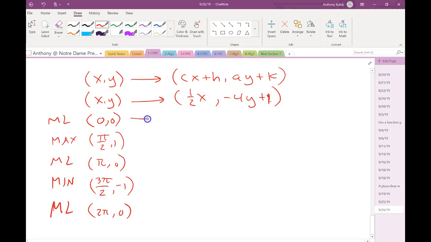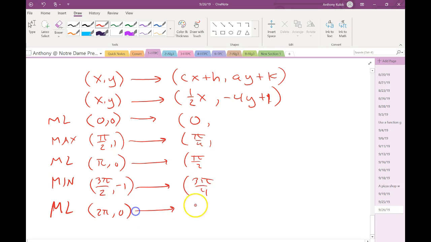So if I apply this then, I get 0, I get pi over 4, I get pi over 2, I get 3 pi over 4, and I get pi. Everybody okay there? If I do the same thing to the y-coordinates, I get 1, I get negative 3, I get 1, I get positive 5, and then I get 1 again.